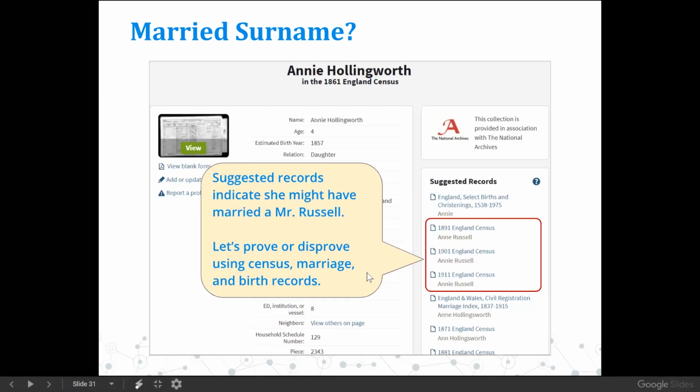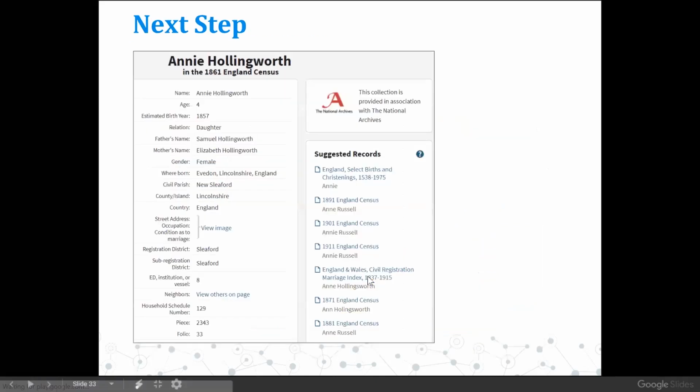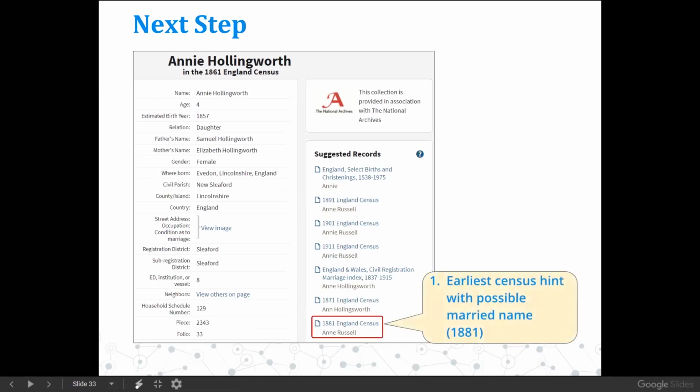And we're going to do that using census, marriage, and birth records. So our next step here, what I would normally do in a situation like this is look at the first census that is after the 1861. And where she's married, sorry. So there is an 1871 census, and actually, sorry, I was thinking back to the timeline grid where I had not found her as a single woman in the 1871. This would be worth checking into. But for right now, since we're trying to prove whether she married a Mr. Russell, then let's look at the 1881 census because that's the closest one that shows her with a married name.